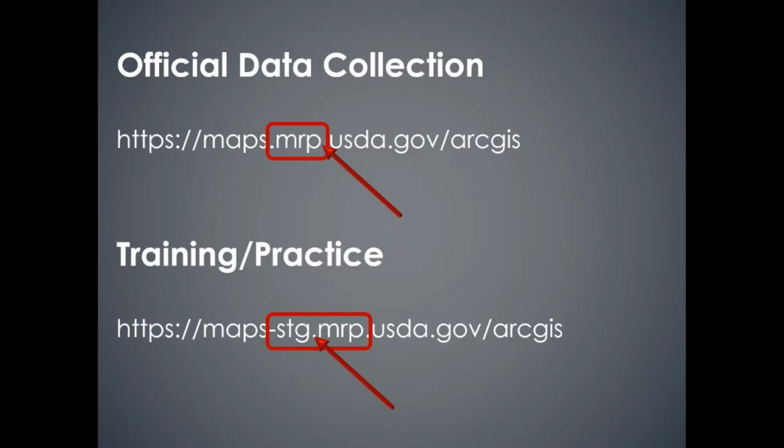But you want to be sure, and this is a question on your quiz, that data being entered in a training or practice map or in that stage portal is not official data, and vice versa. So you don't want to use the official data collection map in the MRP enterprise portal for practice or play. You want to make sure official data is in the official map and training or play data is in that stage or training map. So just be very careful there. And I'd say if you're in doubt as to which portal you're signed into, when in doubt, sign out. And I'll show you what that looks like quickly today too.